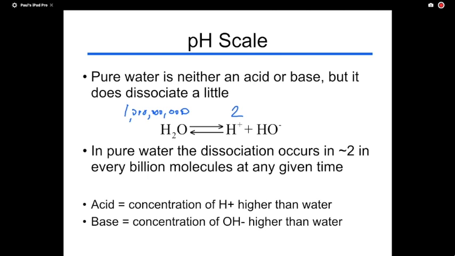That's what we call neutral, or that is our reference scale. And so if I make it any more than 2 in terms of protons, then I will be acidic. And if I make it any more than 2 hydroxides in that billion, I make it basic.